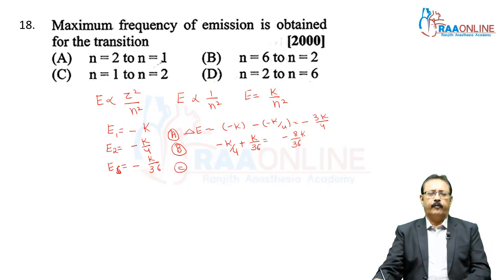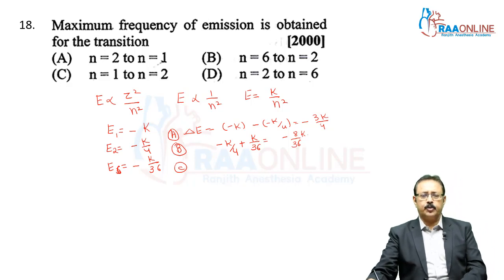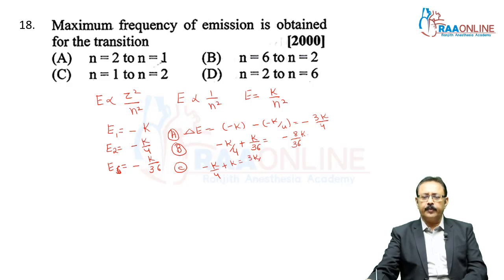For C, 1 to 2, final is 2. Initially it was 1. So in 2, minus K by 4, minus plus K, 3K by 4. D: n equals 2 to n equals 6. 6 to 2 it was minus, so it will become plus 8K by 36.